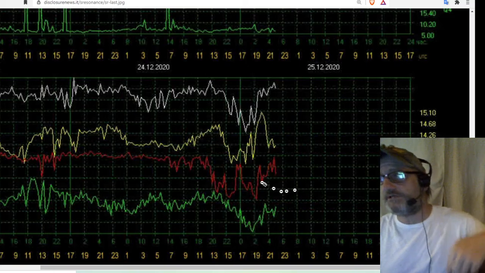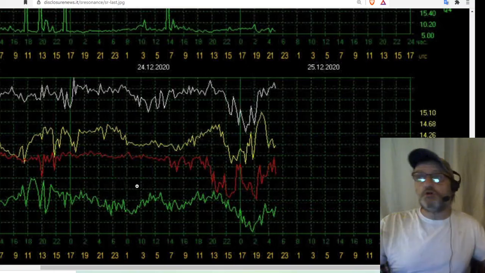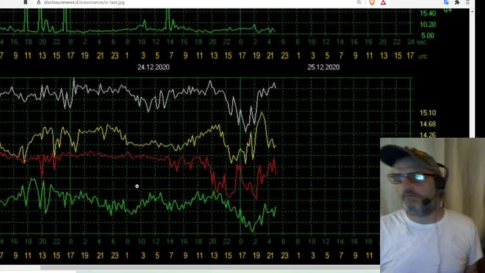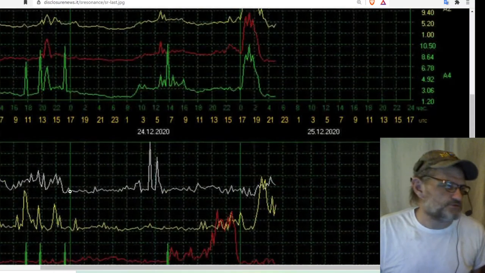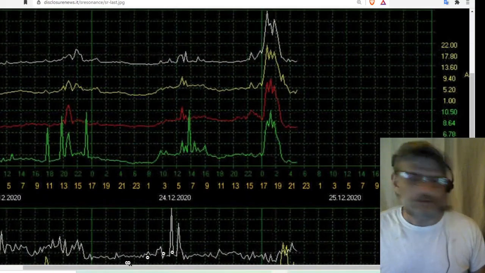The lowest frequency waves are like millions of kilometers in wavelength, all right? I want you to understand that. So we're talking about the modes.